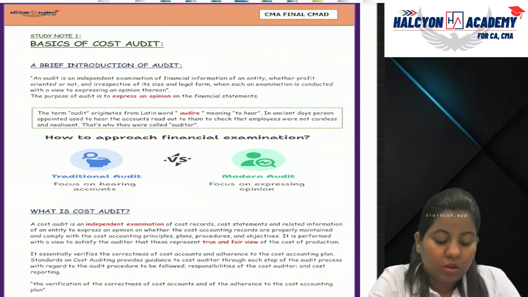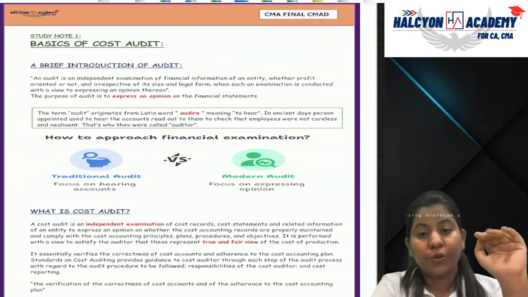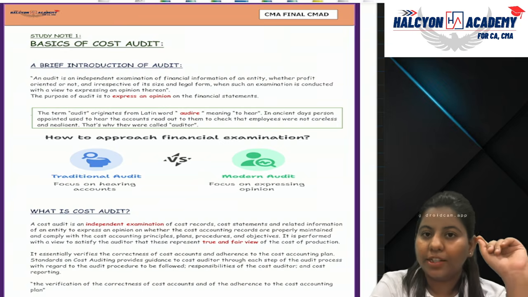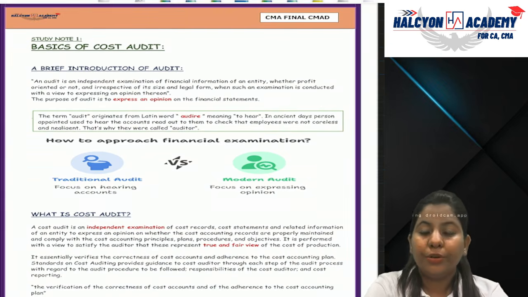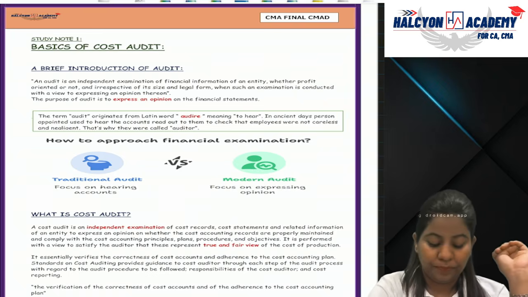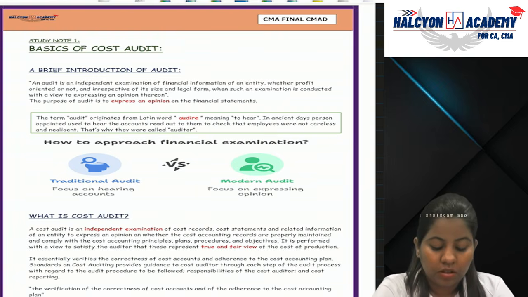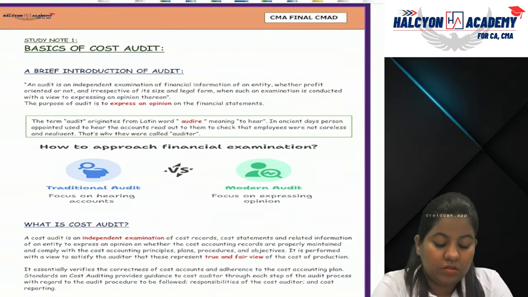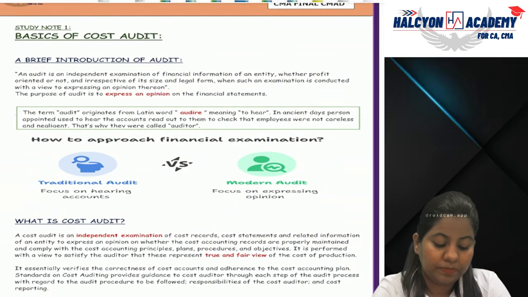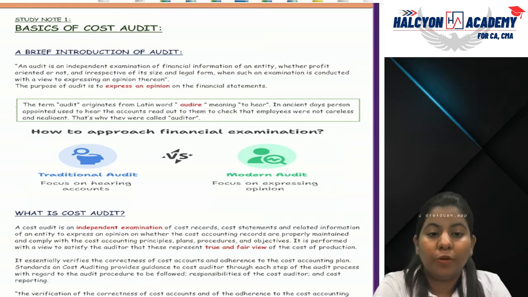Okay, so let's start. I know you all are familiar with the term audit. I know you are familiar because you have studied a whole subject related to audit in your CMA Inter, right? But still, I am going to give you an introduction of audit. What is audit? Can anyone tell me what is audit? Okay, so I am going to tell you what is audit.